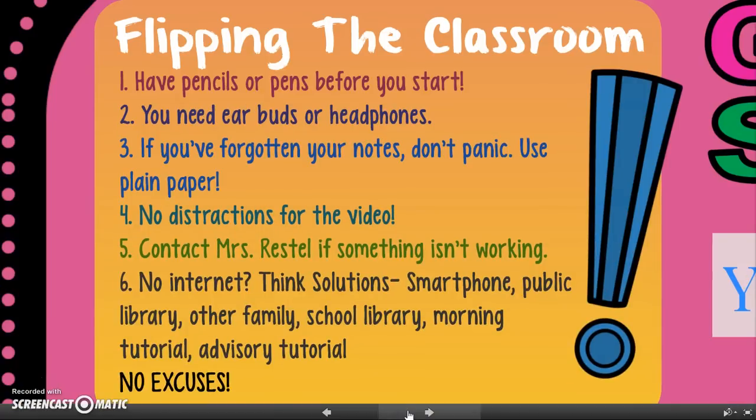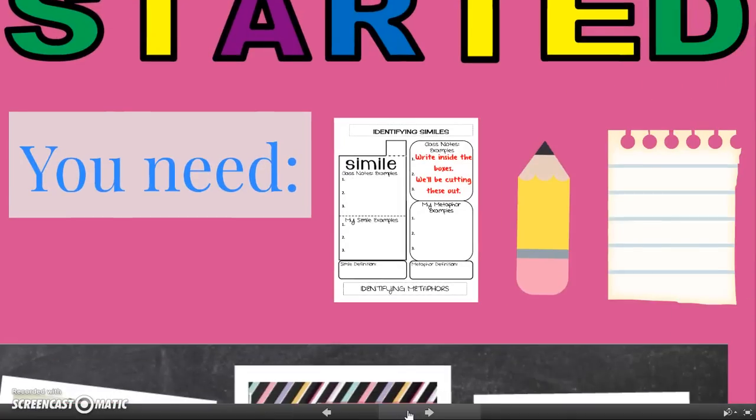Pencils and pens ready to go. Notes ready to go. Earbuds, headphones. You can use plain paper if you forgot your notes. Don't be distracted. Give me my full 10 minutes. If something's not working, please email me. No excuses. Come see me in the morning if anything crashes. Hopefully nothing will burn.